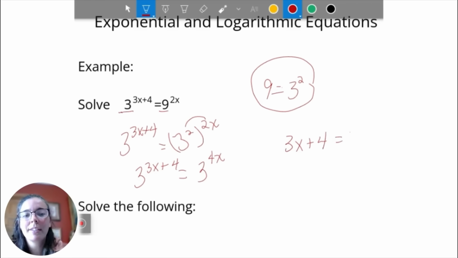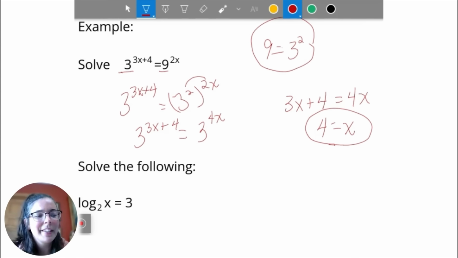So 3x plus 4 has to equal 4x. And when I subtract 3x from both sides, I get x equals 4. So let's look at the next example.